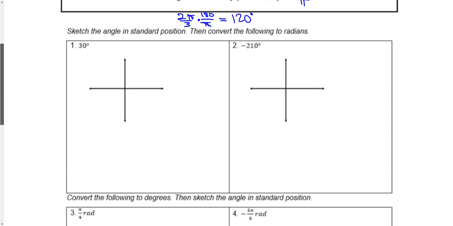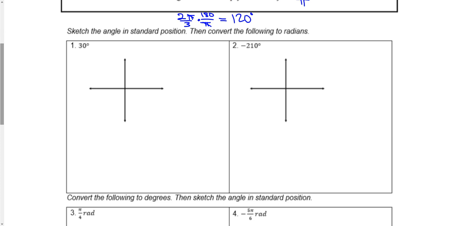Okay, so now I'm going to show you how to sketch both degrees and radians, both positives and negatives. It says sketch the angle in standard position and then convert the following to radians. So they want us to do 2 things. They want us to draw it and then they want us to convert it to radians. So let me tell you some stuff about drawing the pictures.